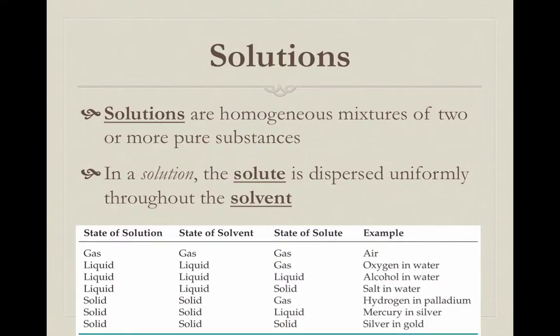Solutions are homogeneous mixtures of two or more pure substances. Homo means the same, so a homogeneous solution is when the concentration and the makeup is the same throughout. In a solution, the solute is dispersed uniformly throughout the solvent. You're probably used to remembering that the solute is the solid and the solvent is the liquid. We're going to get into the case here where you see down here where the solute and the solvent can actually be the same phase.